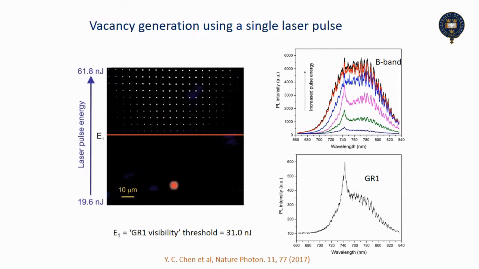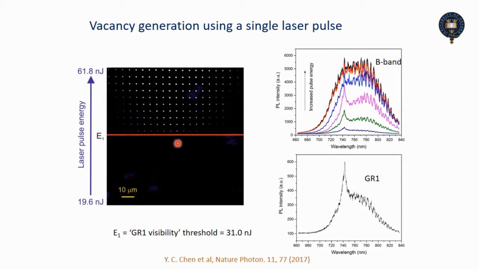And you can see here in this image on the left, this is a fluorescence image of an array of sites that we've processed. And at the bottom of the image, we have a low pulse energy for our laser, about 20 nanojoules. And at the top of the image, we've gone up to a much higher pulse energy of about 62 nanojoules. And this image was taken immediately after the laser processing had been done, before any annealing had been done.